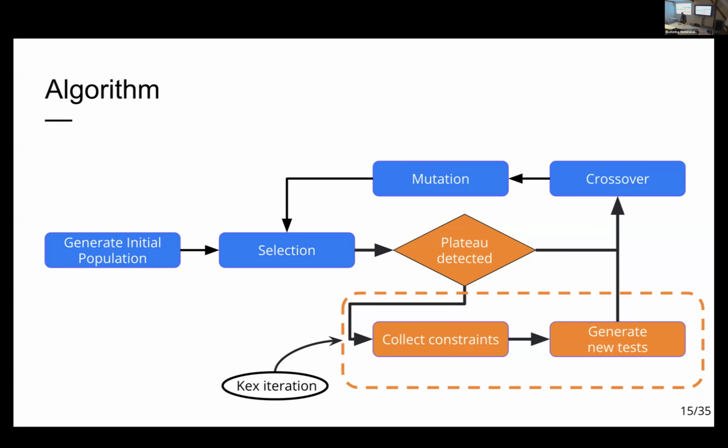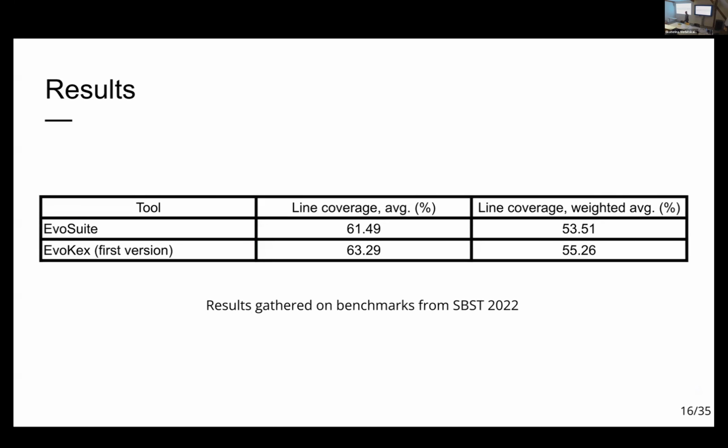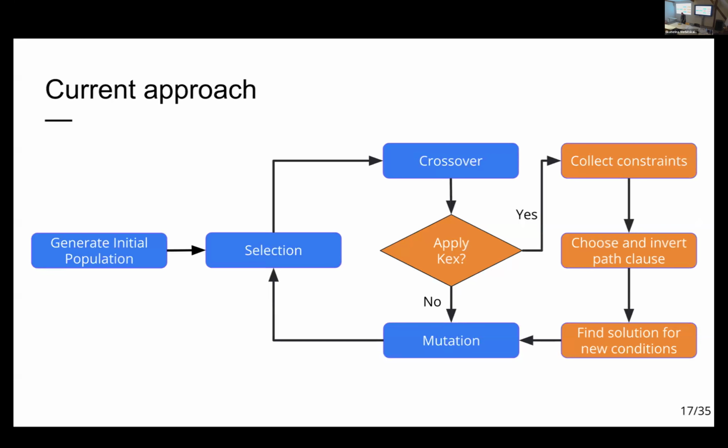to break through plateaus. And these are the results for the first version of EvoKex. As you can see, the results were a little bit better than the baseline. The problem here is that it didn't bring much, because a KEX iteration takes a very long time. Even for generating 1, 2, 5 tests, it takes a lot of time, and during this time EvoSuite can run 5, 10, 20 epochs and break through the plateau on its own. And that's why we came up with a new approach.